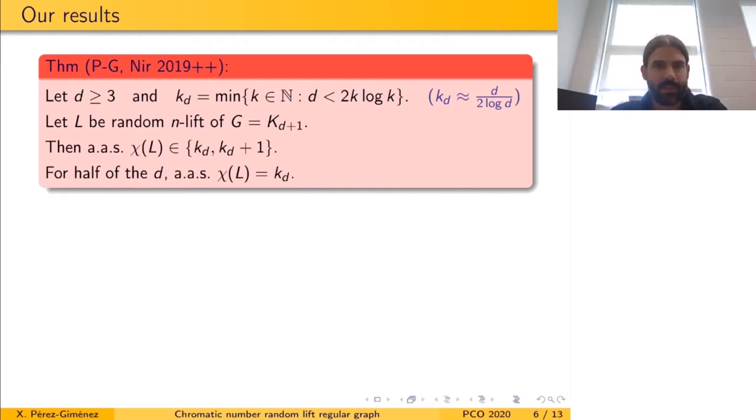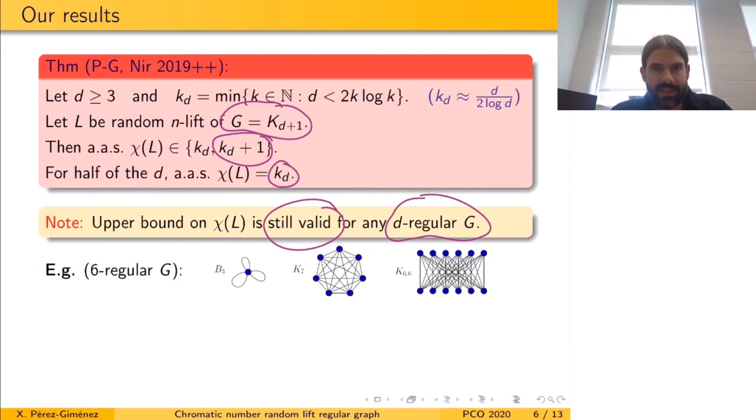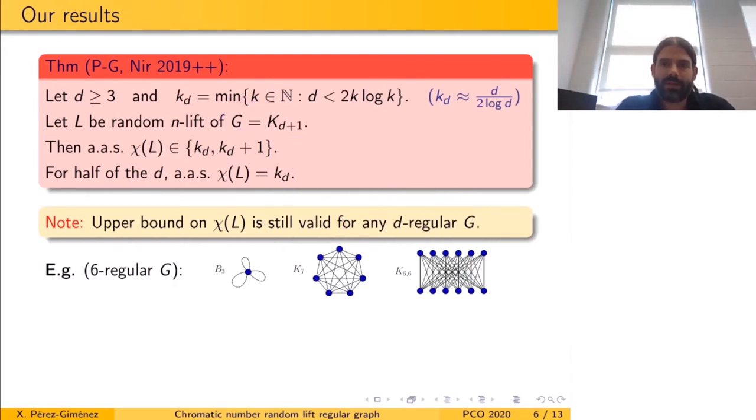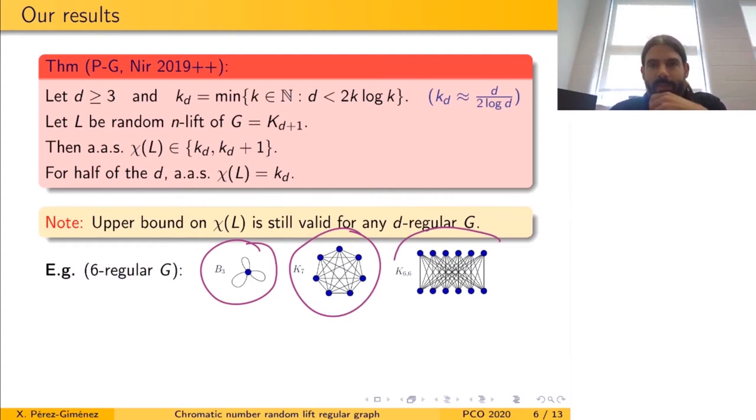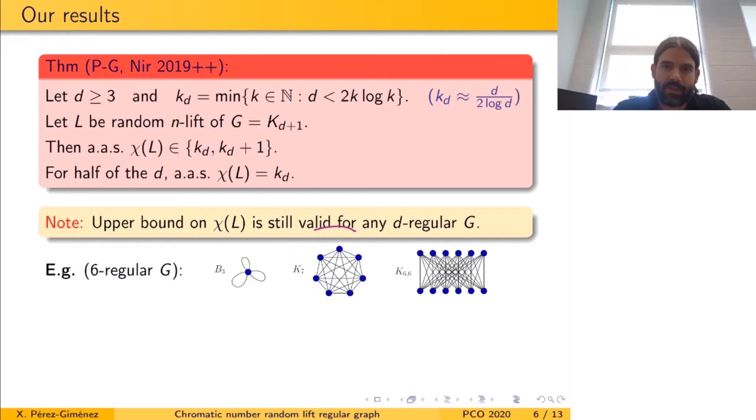I want to say a few more things about the result. First of all, our upper bound is valid not just for the random lift of a complete graph, but for the random lift of any D-regular graph, which is nice. You could take your D-regular graph to be a bouquet with D over two loops, or the complete graph, or other things, like a complete bipartite graph. However, this upper bound can be very far from tight, because in this case, since this graph is bipartite, a random lift will also be bipartite, so our upper bound is far from the truth. But at least for the random lift of the complete graph, we get essentially the right chromatic number.